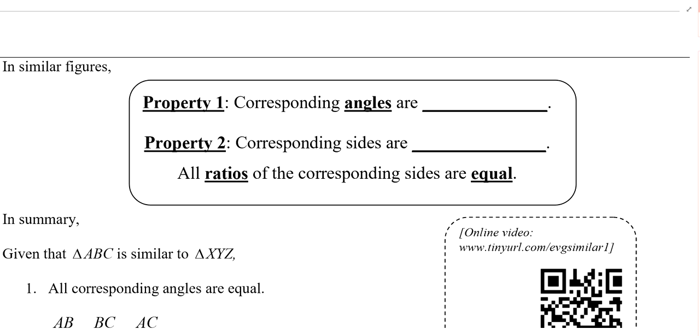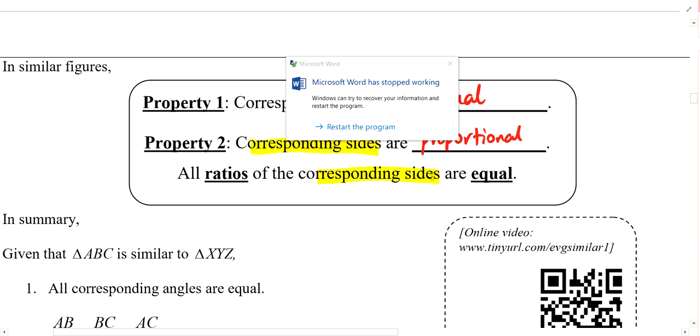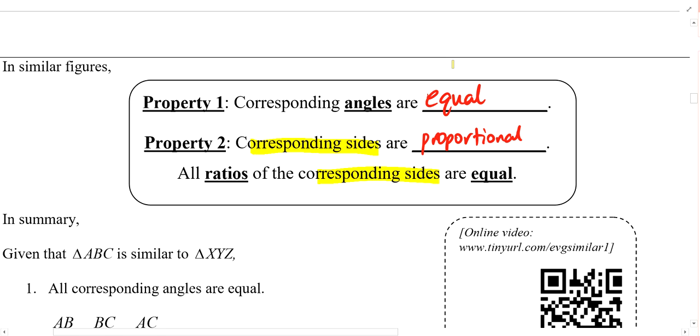Okay. So in similar figures, corresponding angles are equal. Corresponding sides are proportional. They have the same ratio. Proportional. Yeah, I just want to really emphasize this one. They must be the corresponding sides. Right, next.